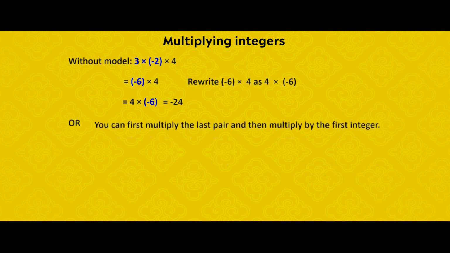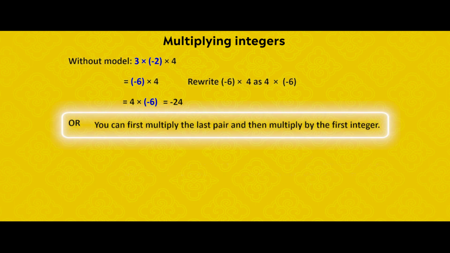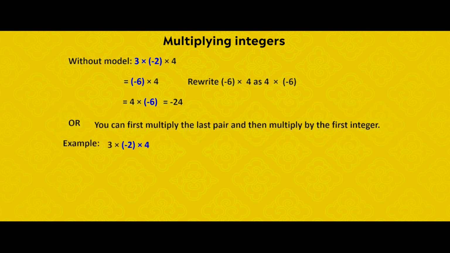Or you can first multiply the last pair and then multiply the first integer. We will use the same example, 3 times negative 2 times 4. So, first we will multiply the last pair. That means negative 2 times 4.